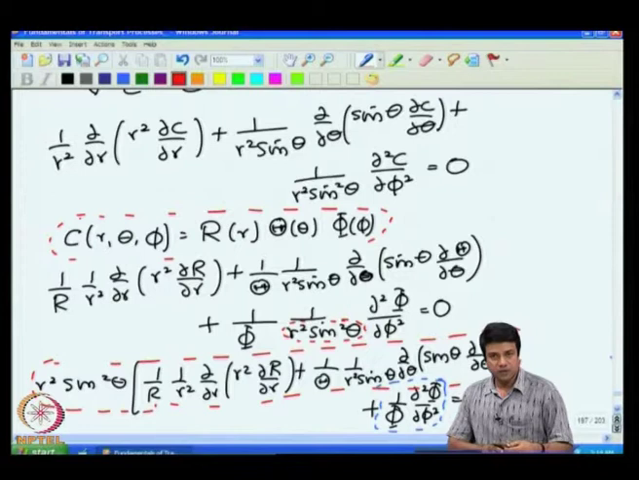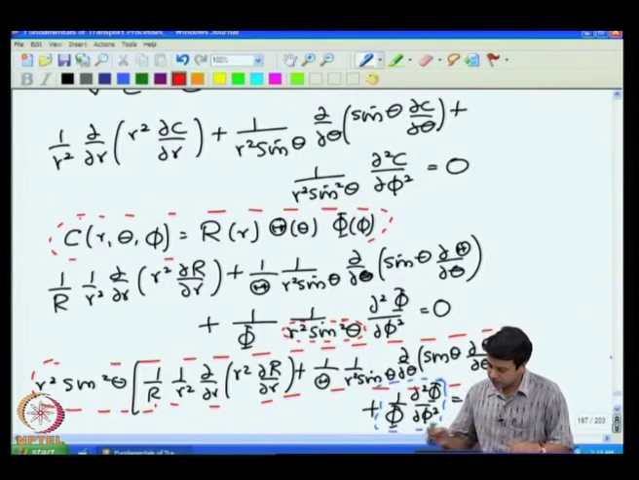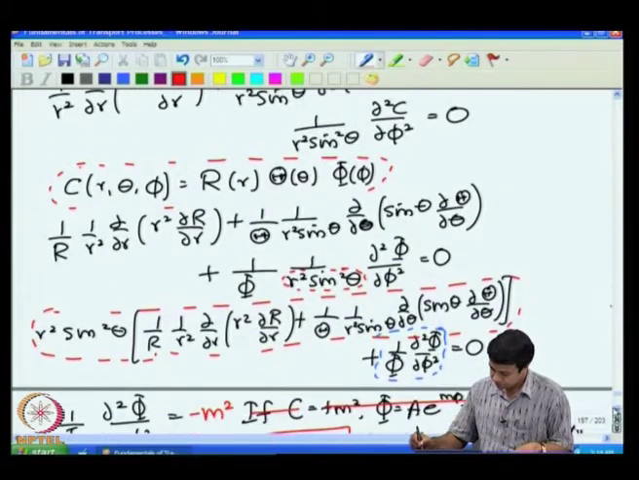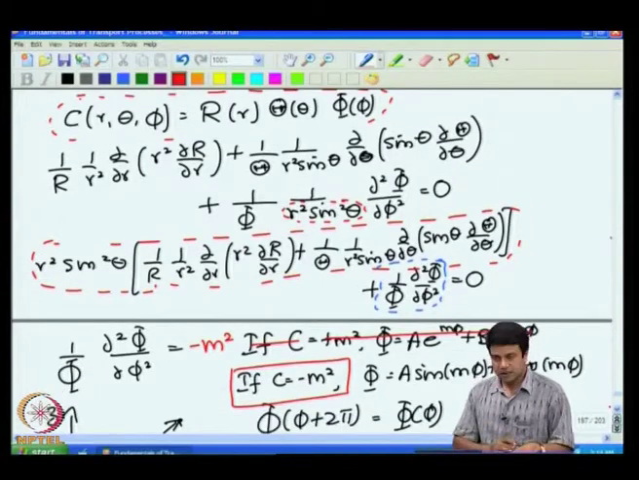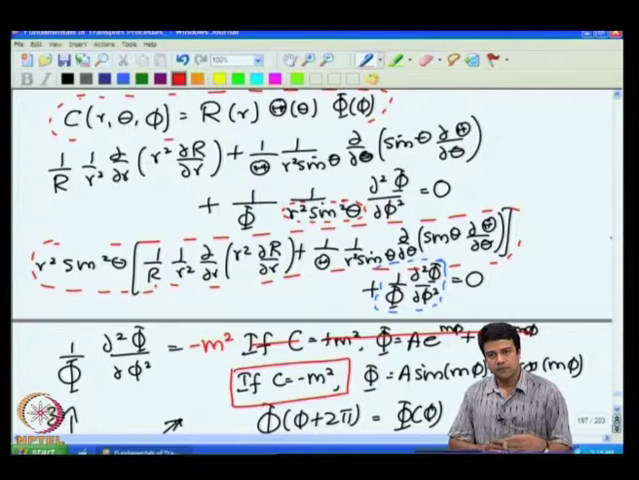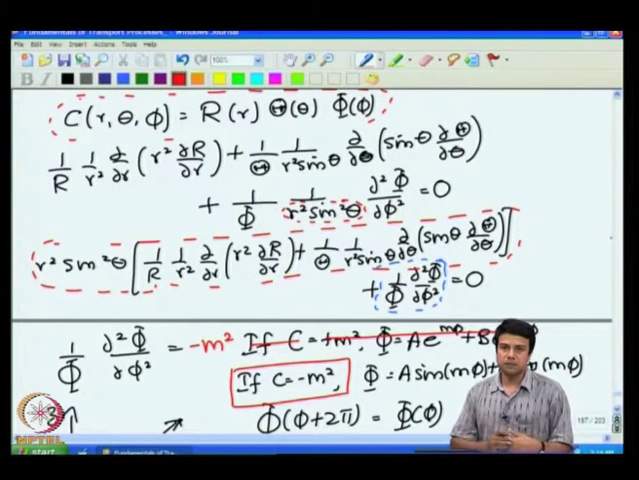And I wrote down the equation for that, 1 over r square d by dr of r square partial of R with respect to r, plus 1 by r square sin theta d by d theta of sin theta d capital Theta with respect to theta. Similar one for phi. We could, with some manipulation, reduce it to an equation in which one term depended only upon r and theta, the other term depended only upon phi.